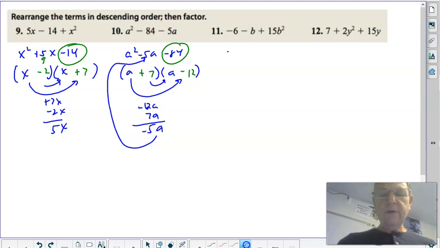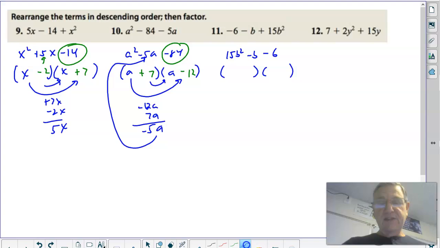All right, number 11, 15b squared minus b minus 6. Common factors? No, but I checked. All right, 15b squared. This could be 15b and b, or this could be 5b and 3b. I usually don't use the 15 and 1 first. It's usually not it, but it could be.